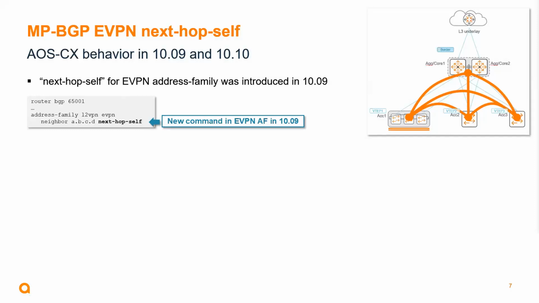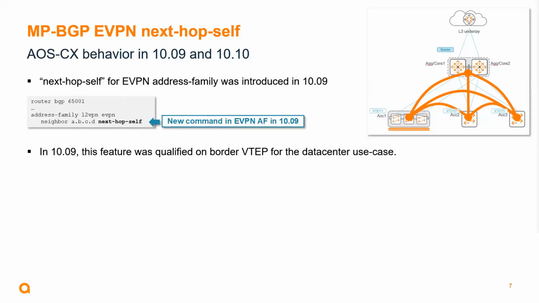First of all, Next-Hop Self. The Next-Hop Self for the EVPN address family was introduced in 10.09. So that was the new command. This feature was really qualified for a border VTEP in the context of the data center use case, with a border per fabric.